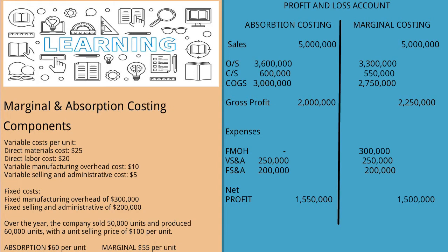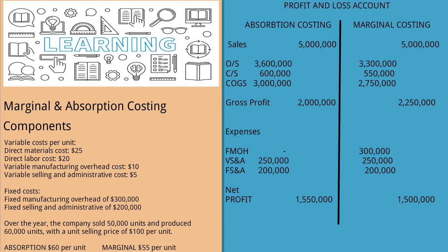So in absorption costing, we take the direct material cost $25, the direct labor cost $20, and the variable manufacturing overhead cost of $10, which comes to $55 times the amount of units, 60,000 units in terms of the goods, which gives you 3.3 million. Plus, as we've stated before, we have to include the fixed manufacturing overheads of 300,000. So the total cost of the goods is 3.3 million plus 300,000, so that's $3.6 million.